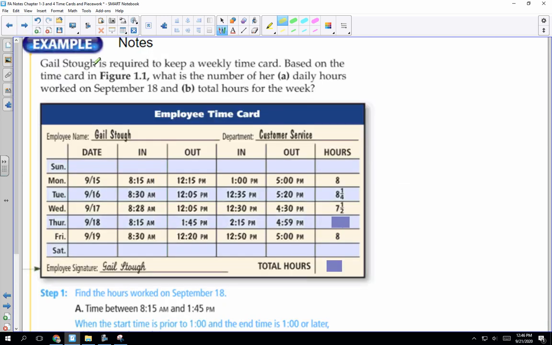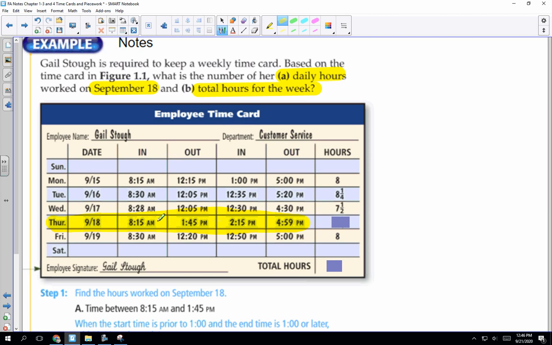Okay. So for example, we're going to look at Gail's time card. It's right here. We're going to calculate her daily hours on the 18th, which is right here, and we're going to find her total hours for the week. So I use the finger method. I count on my fingers.